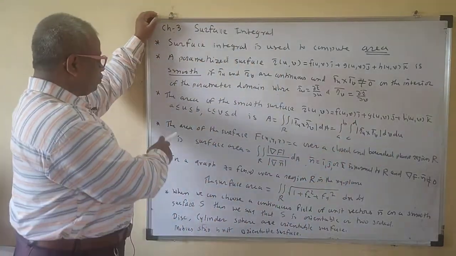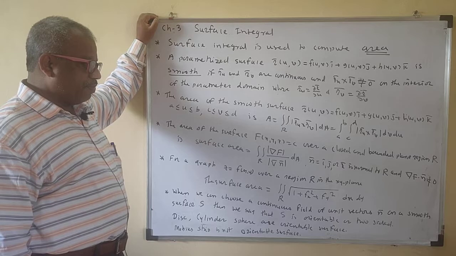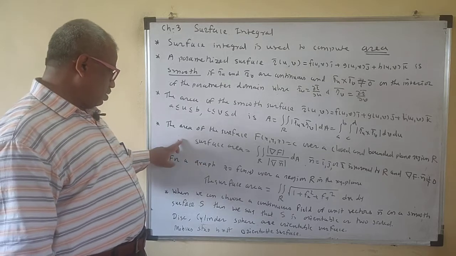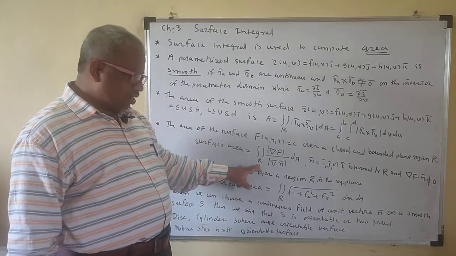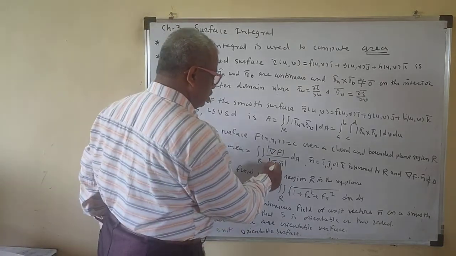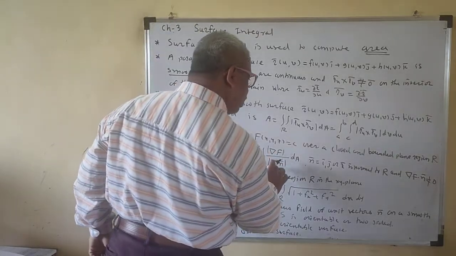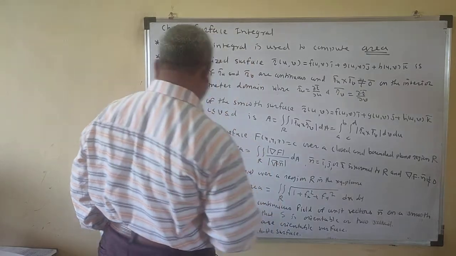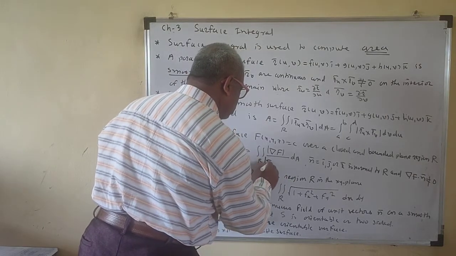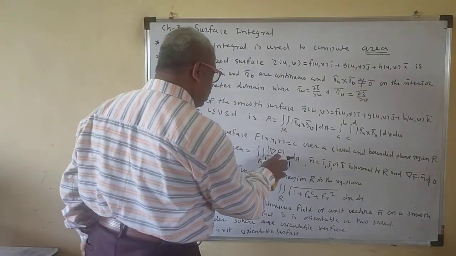Now the area of the surface f of x, y, z, this is the implicit function f of x, y, z, over a closed and bounded plane region R. Then the surface area is the double integral over R of the gradient of f upon the gradient of f dot n bar. We correct this formula: it is the gradient of f, not f bar.